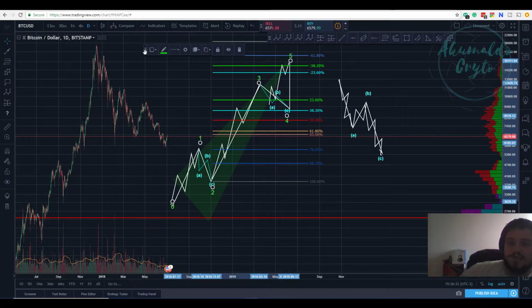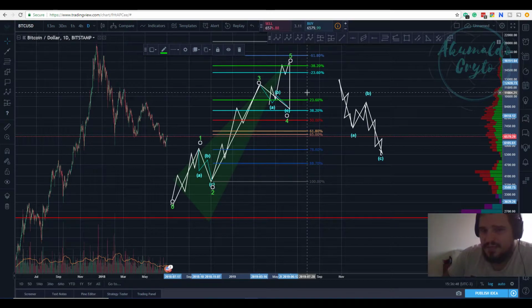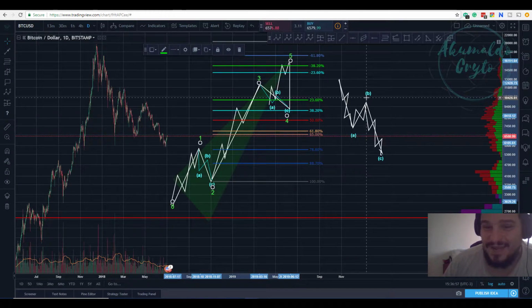The basic nature of all those waves is that after 5 we have a 3. After 5 we have a 3. After 5 we have a 3. Not a 3, but 3 waves. Not a 3. Oh, bad joke. A bad joke is a bad joke. So, A, B, C. Waves within waves.